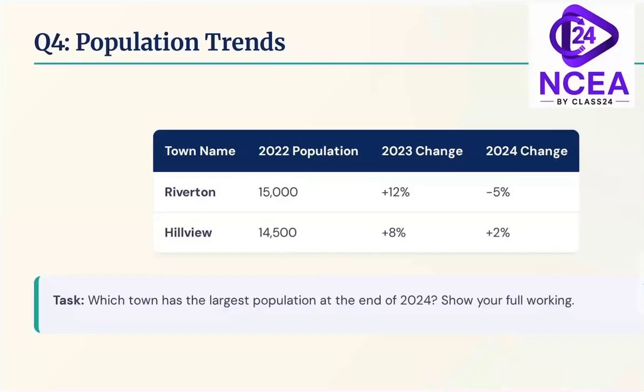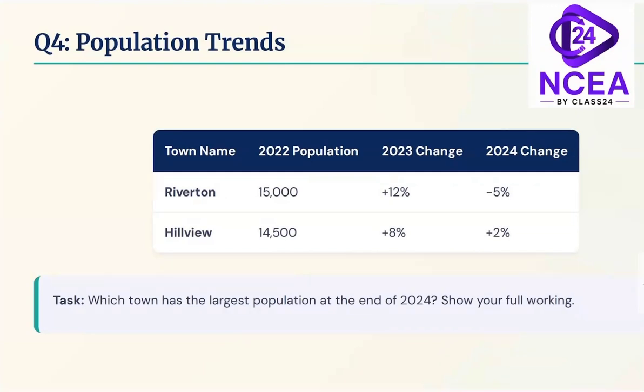Hello students, let us take a question based on NCEA Level 1 on the topic of percentage, on the subtopic of population trends. So here, the given is a table for the towns Riverton and Hillview. The 2022 populations are 15,000 and 14,500.